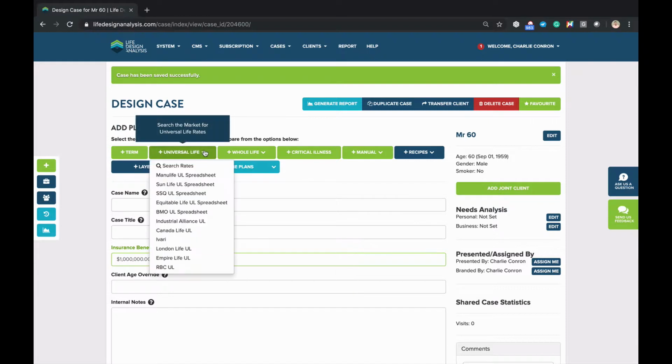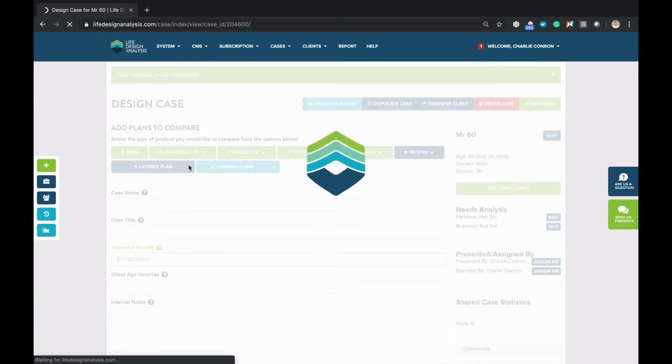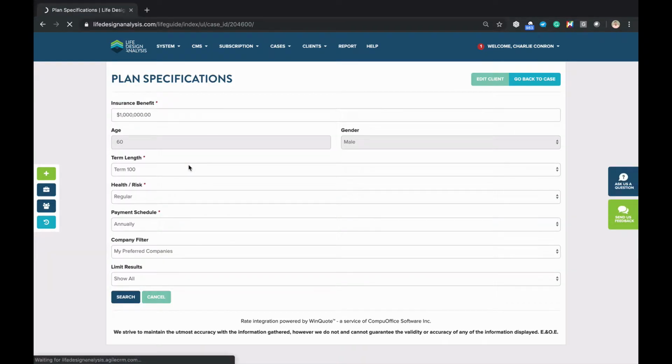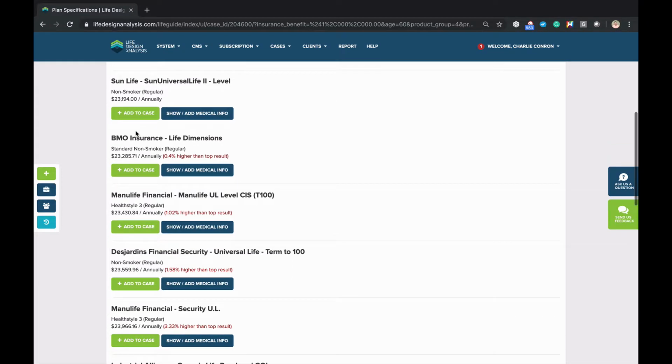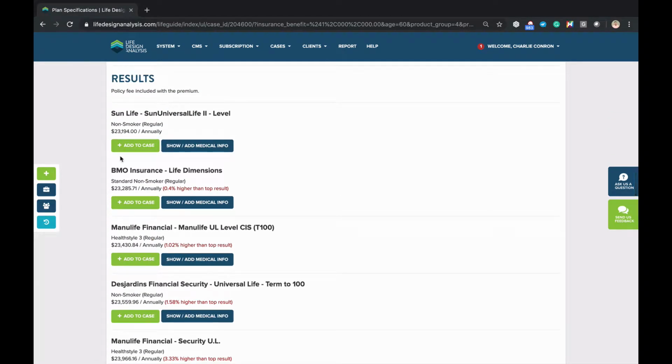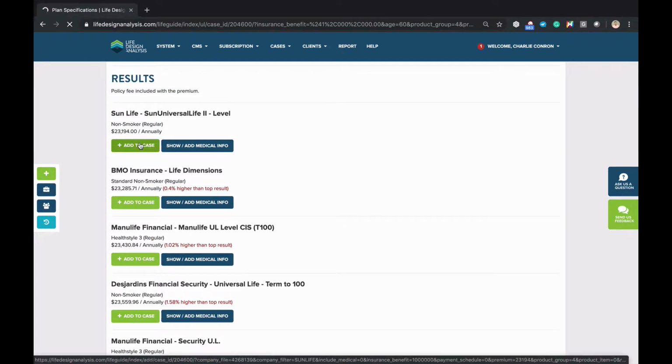I'm going to start off and I'm going to add a min-funded UL. And again, min-funded ULs, traditionally the price has been on the rise. I'm going to go ahead and search the market and just see what a baseline cost would be for a 60-year-old. Again, maybe slightly higher, but they're at about $23,000. So I'll just take the best result, $23,194 from Sun Life there, and add it to the case.